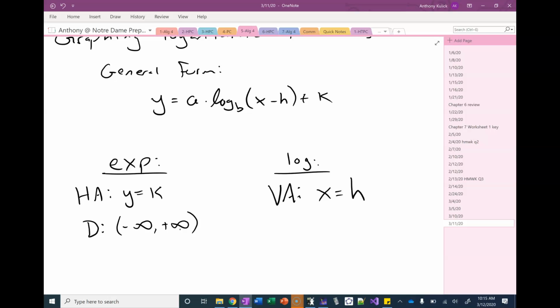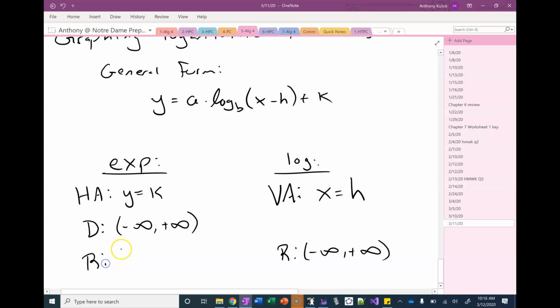The x. So if we're switching the x and y coordinates for our inverse, then the range for our logarithmic should be negative infinity to positive infinity. Is everybody okay with that, since the range is about the y's? Okay.